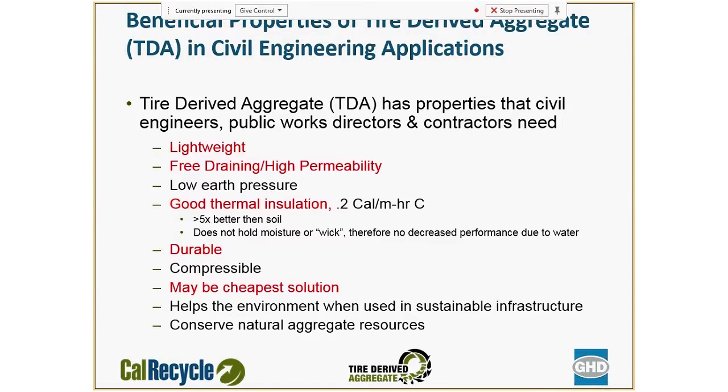Of course, you want a subdrain so you can let it out controlled. It's a good thermal insulation, low earth pressure, which is part of being lightweight. It's a good thermal insulation, better than five times as a minimum, better than soil. We don't do a lot of that work in California, but we certainly are looking for projects where we can use that beneficial property. It is durable.